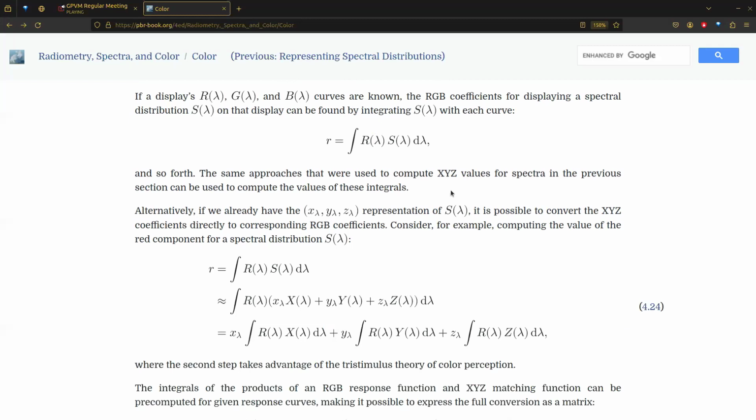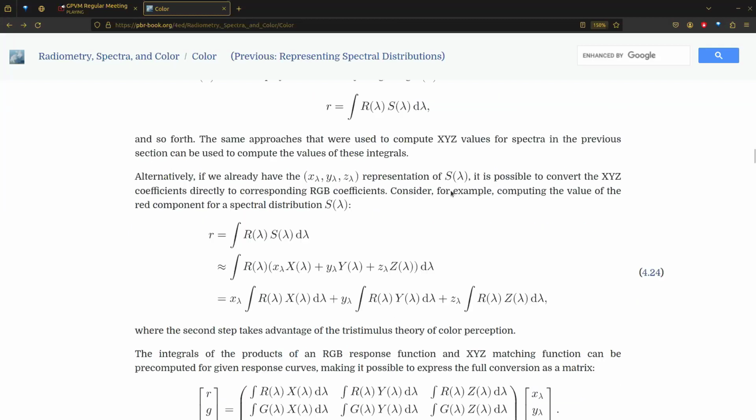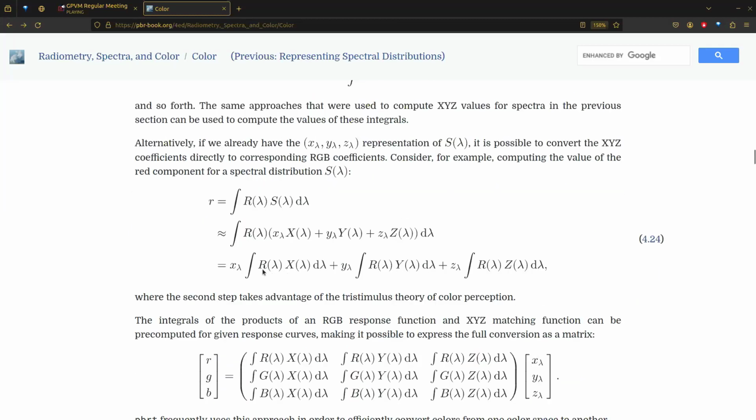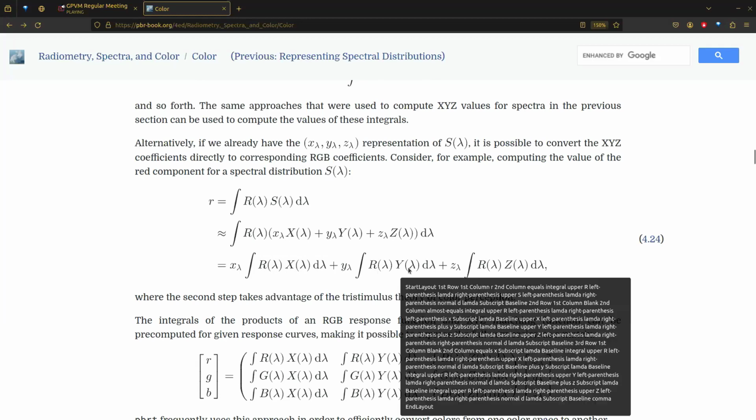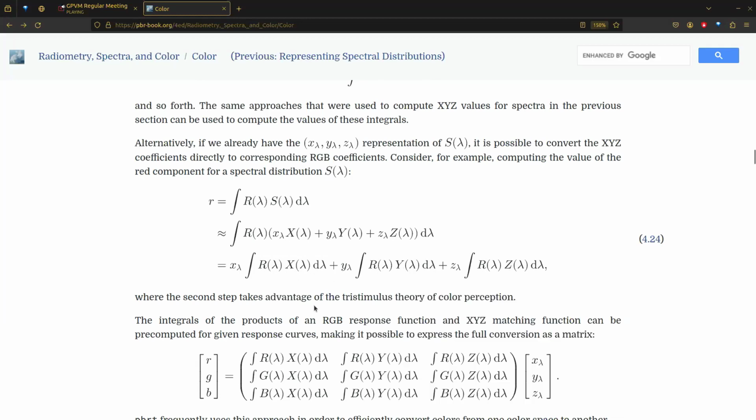Alternatively, if we do have the X of lambda, Y of lambda, Z of lambda representation of S of lambda, it's possible to convert the XYZ coefficients directly to the corresponding RGB coefficients. So, for example, computing the value of the red component, it's like this. We're looking at these integrals in terms of those XYZ functions of lambda.